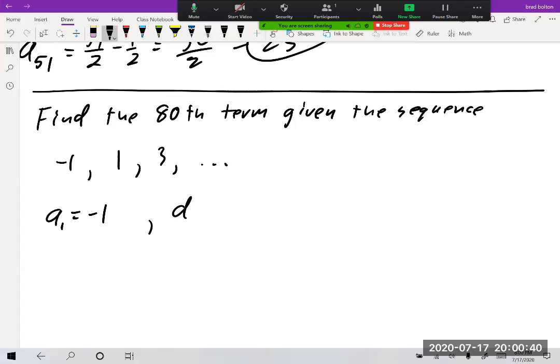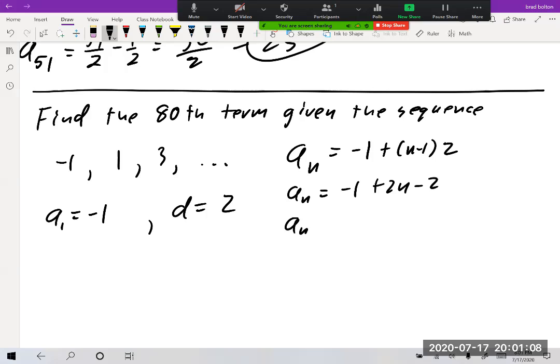And then we can find d in multiple ways, but normally finding the common difference is pretty straightforward. How do you go from -1 to 1? You add 2. How do you go from 1 to 3? You add 2. So I already know my common difference is 2. Okay, so now I can build a sub n is worth -1 plus n minus 1 times 2. So a sub n is worth -1 plus 2n minus 2. So a sub n is worth 2n minus 3. There is my a sub n, my nth term.